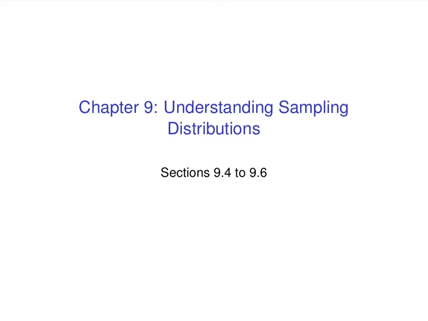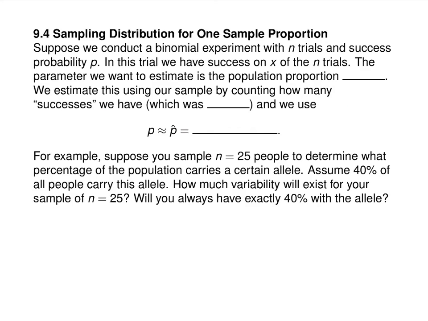In this lesson, we are going to talk about the specific sampling distributions that arise for 3 of our 5 big population parameters. First, we have the sampling distribution for one sample proportion, as in the sampling distribution for p hat.